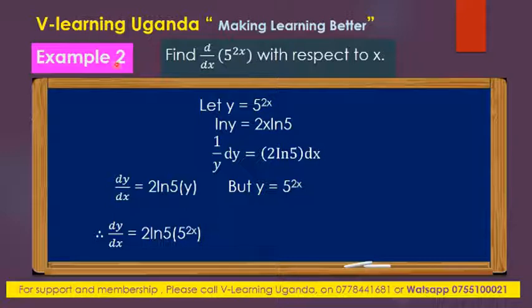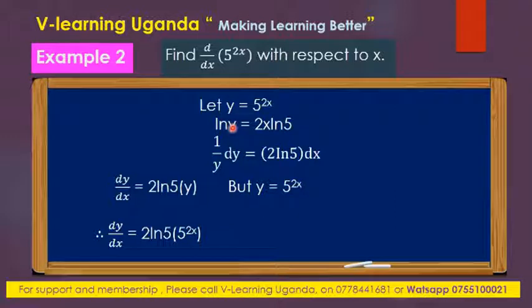We need a second example, and in this second example, we now have it in a different form. We're saying find dy/dx of 5 power 2x with respect to x. In this case, we shall let y equal to 5 power 2x and still introduce the natural logarithm. That is, ln y would equal ln of 5 power 2x, but we're writing 2x there. We're already employing the third law to minimize our steps. So we have 2x coming over here, and we have 2x ln 5.